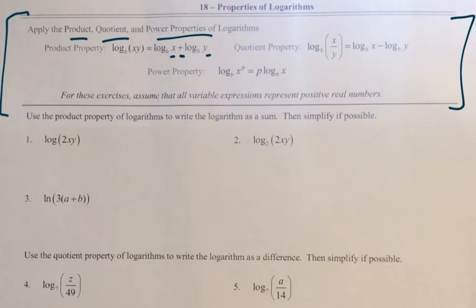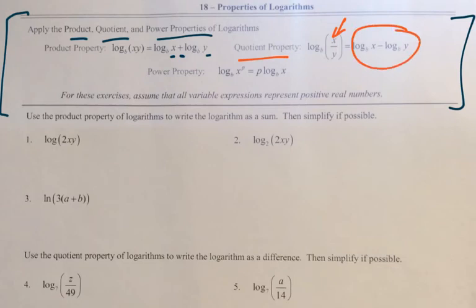With the quotient property, we have that the log base b of the quotient of x and y is going to be equal to the log base b of x minus the log base b of y. So the quotient property turns this quotient here into the difference of those two logarithms.